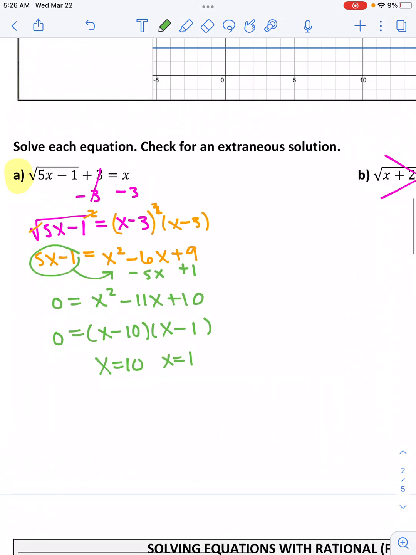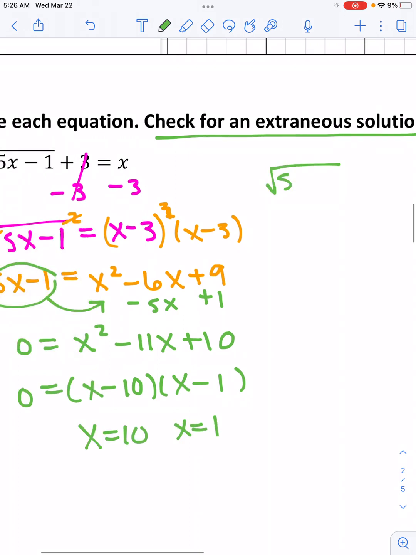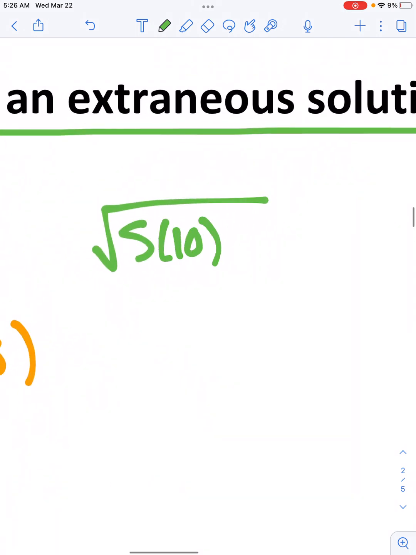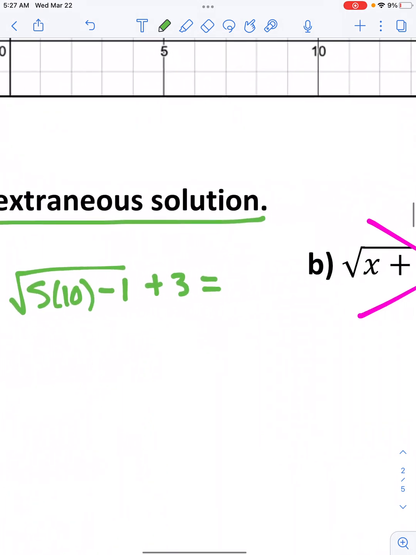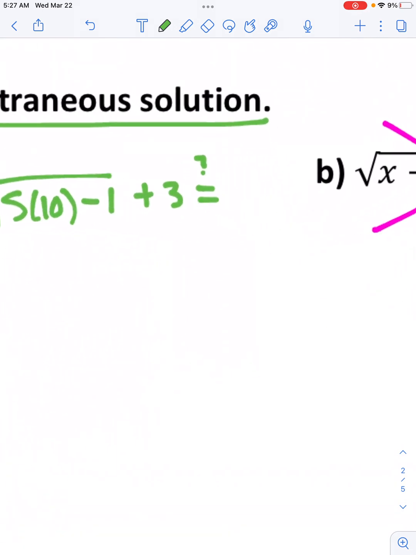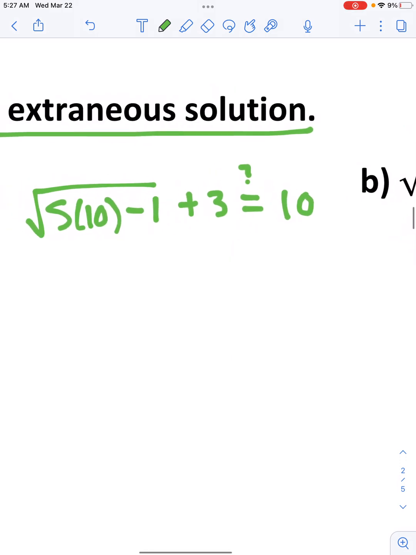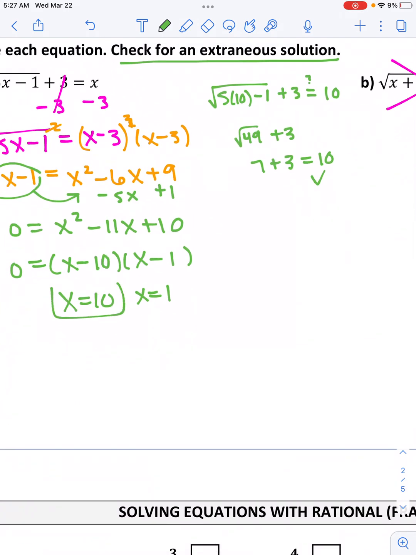But then I do want to check them for extraneous solutions to see if one or both of them actually don't work. So to plug both in, so we have 5 times 10 minus 1 plus 3, checking if that equals 0, right? Nope, sorry. We have to plug 10 back in for the x here, checking if that equals 10. So we have 50 minus 1 is 49, plus 3. So 7 plus 3 does equal 10. So that means x equals 10 is a solution.